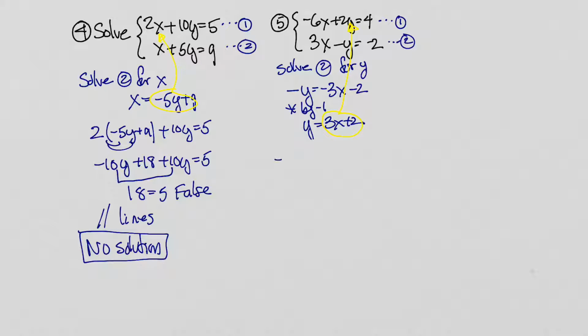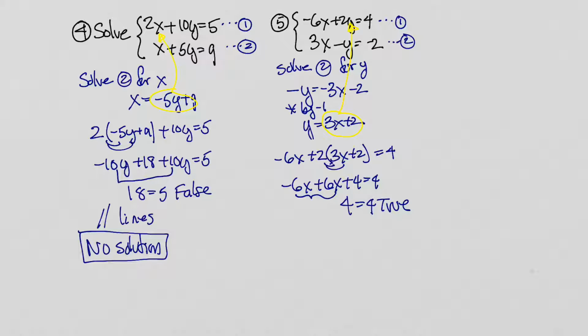And this will give us negative 6x plus 2 times y, but this is the y, right? 3x plus 2. So we'll get 3x plus 2, and that's all equal to 4. Distribute, we'll get negative 6x plus 6x, so I can see the x's are gone. And then plus 4 equals 4. 6x plus 6x is 0. So we end up here with 4 equals 4, which is a true statement.